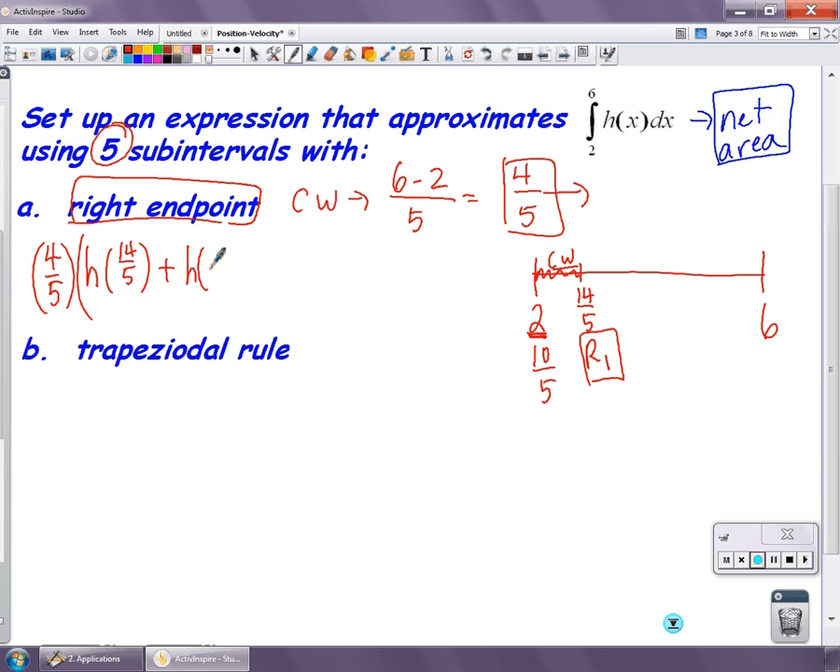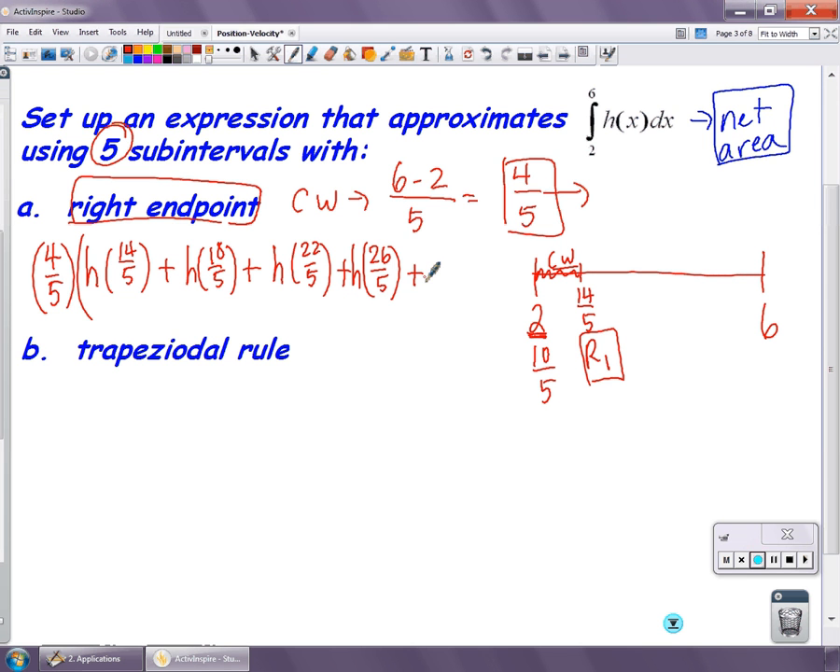18/5 as an x value, and I need the height, so I have h of 18/5. The next right endpoint puts me at 22/5, so I need the height of 22/5. Add another 4/5, and that puts me at 26/5, so h of 26/5. That's the height of the fourth rectangle.